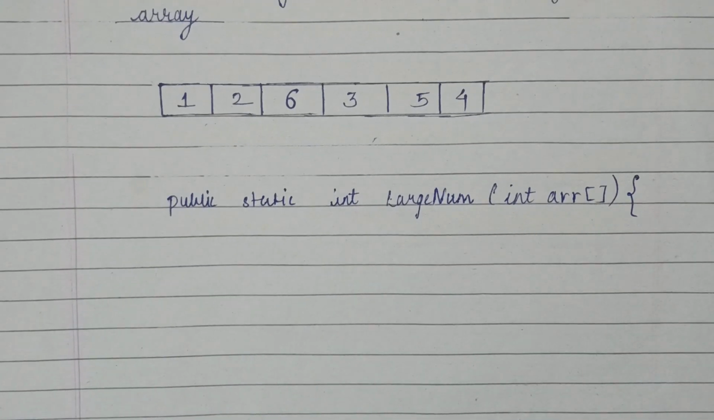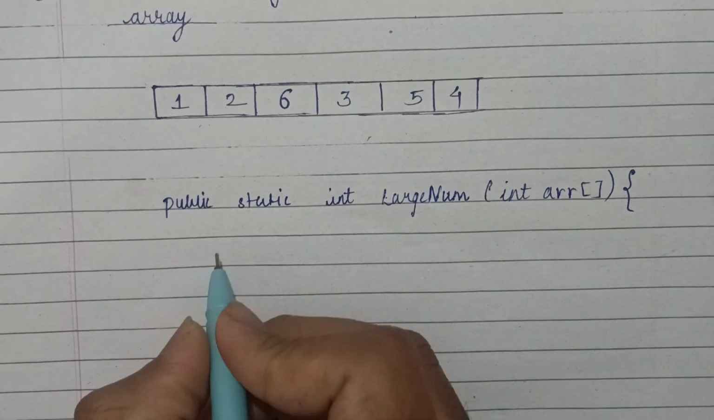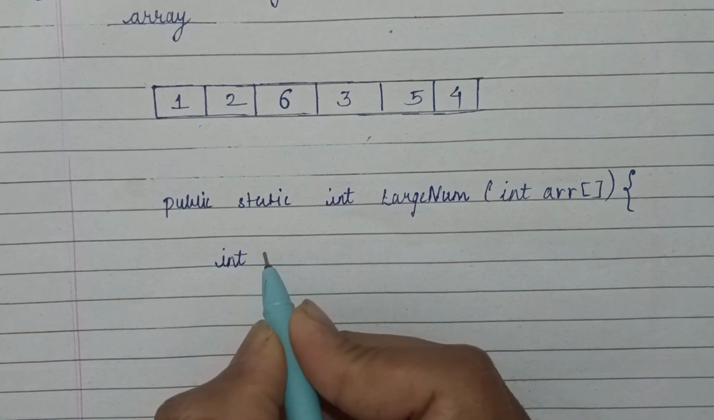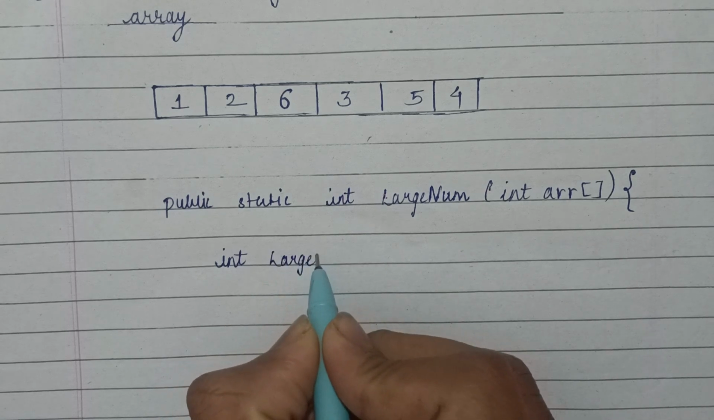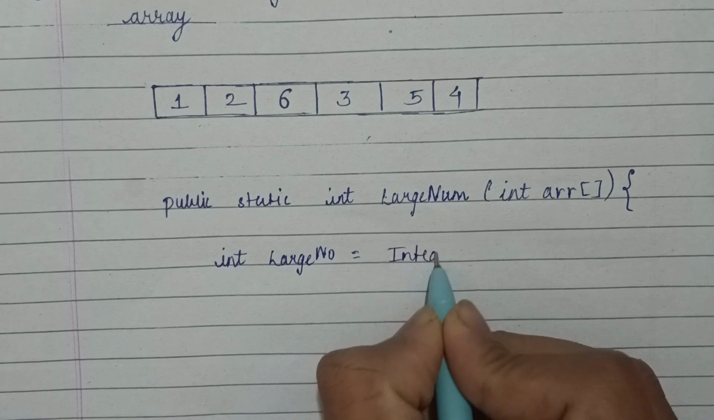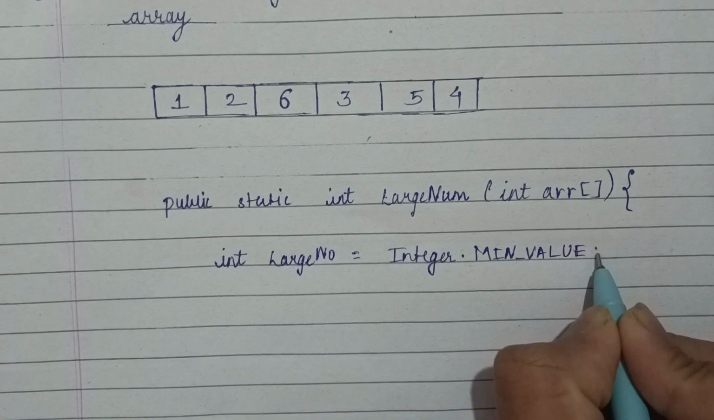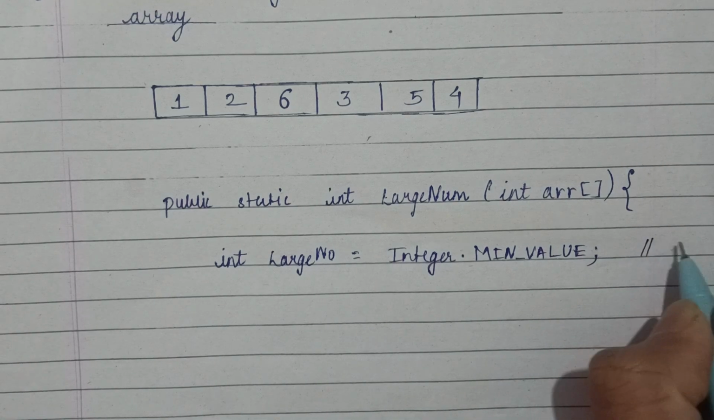Now we have to create a variable and initialize it to infinity. We can initialize a variable to minus infinity or plus infinity. Let's see how. First create a variable, int, and let's name it largeNumber, equal to Integer.MIN_VALUE. This is an inbuilt constant, and it means the large number is initialized with minus infinity.